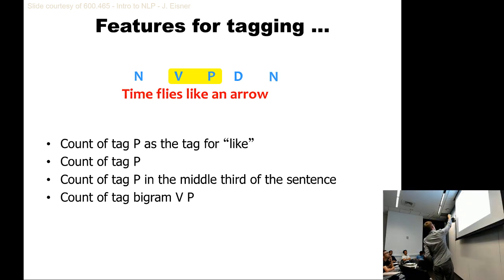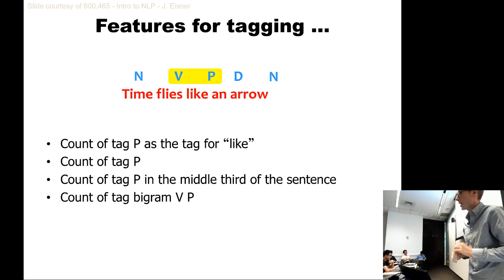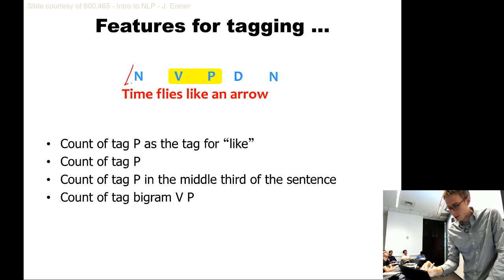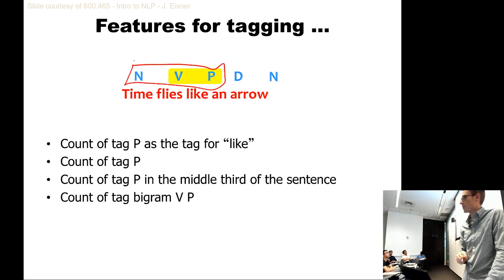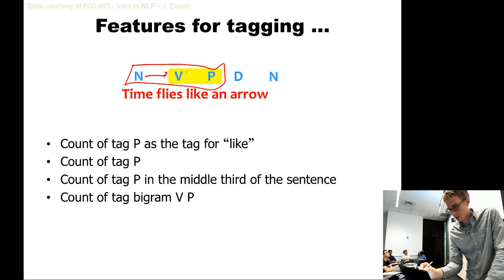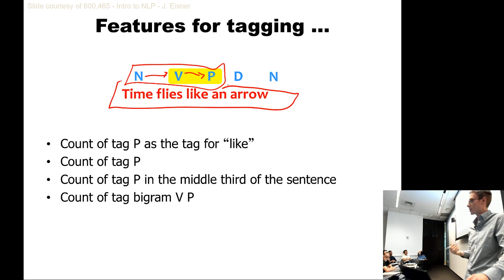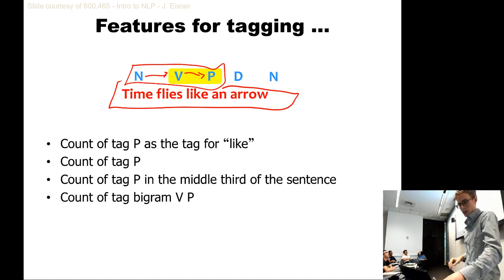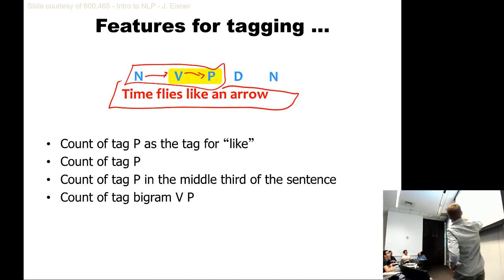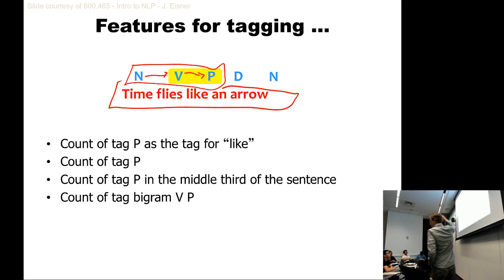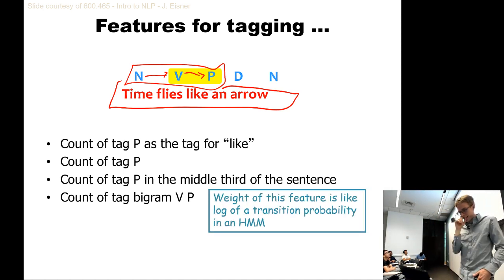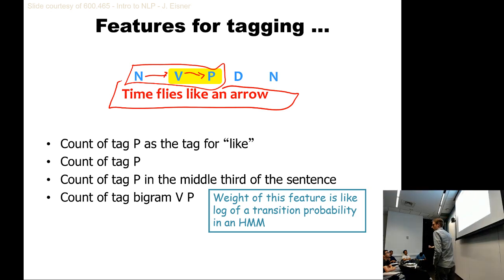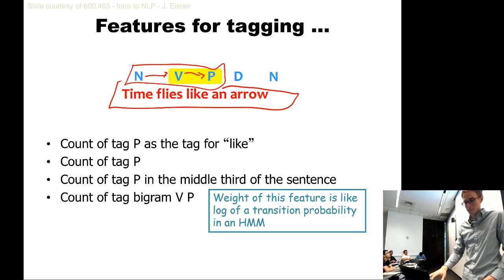Because remember, if we're at a partial tagging of the sentence, then maybe we've already seen this entire sequence of tags, right? This could be some path through our search space. And of course we can see the entire sentence, because it's not changing as we're moving through the search space. So you could then have the number of times that the tag bigram VP appears. And this should also feel familiar if you've done HMMs. It looks kind of like a transition probability.